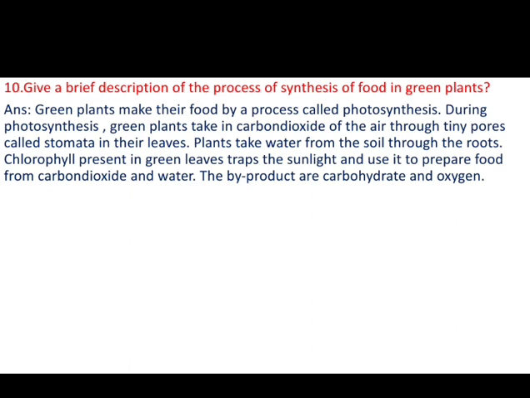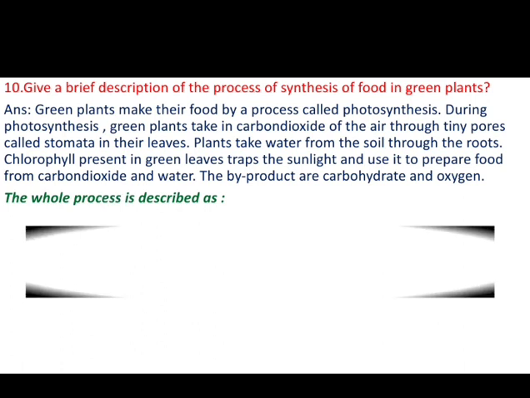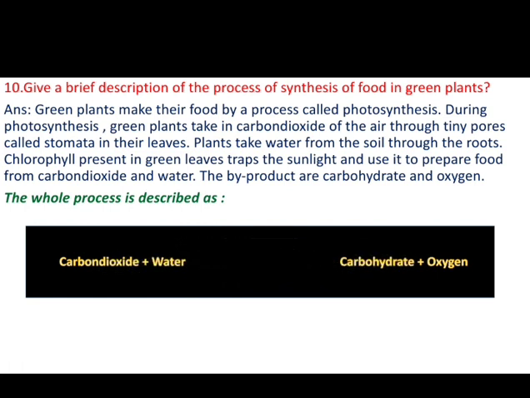Chlorophyll present in the green leaves traps the sunlight and uses it to prepare food from carbon dioxide and water. The byproducts are carbohydrate and oxygen. The whole process is described as: carbon dioxide plus water, in presence of sunlight and chlorophyll, produces carbohydrate and oxygen.